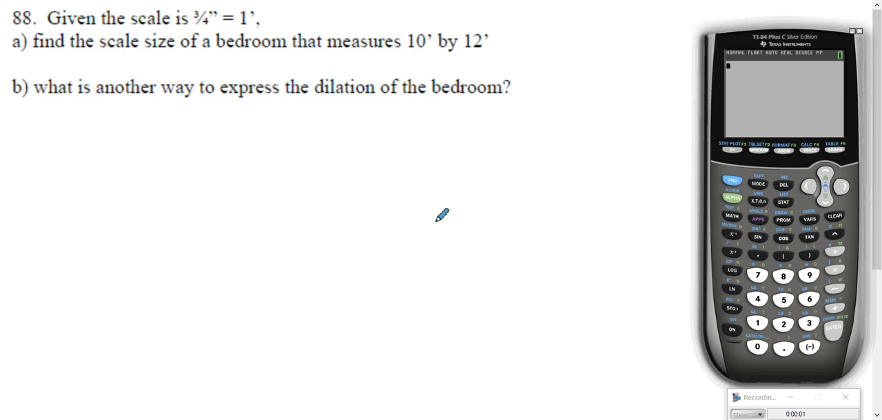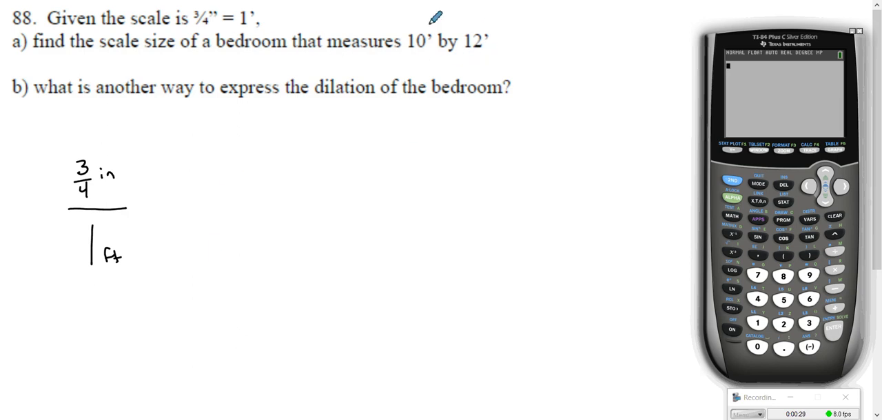Geometry and construction problem number 88 from Unit 1. It says given this scale factor, 3/4 of an inch equals 1 foot. So in the model, 3/4 of an inch is paired up with this 1 foot. That establishes our scale factor. So find the scale size of a bedroom that measures 10 feet by 12 feet.